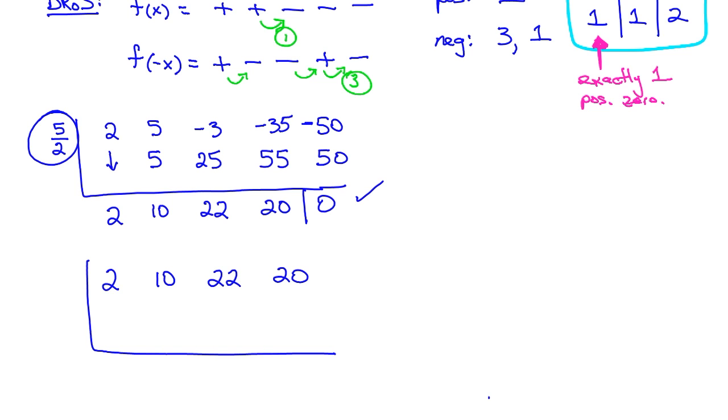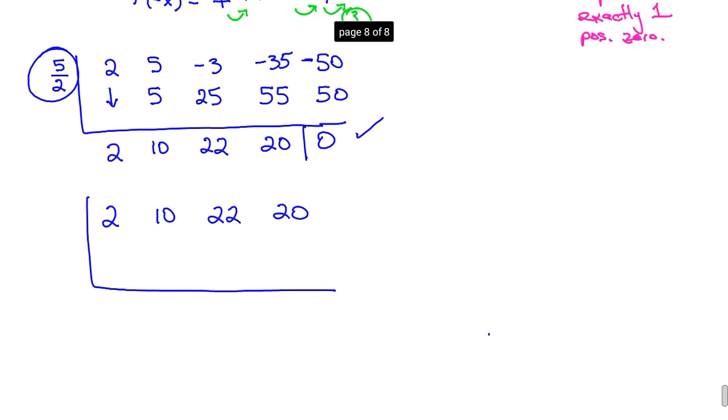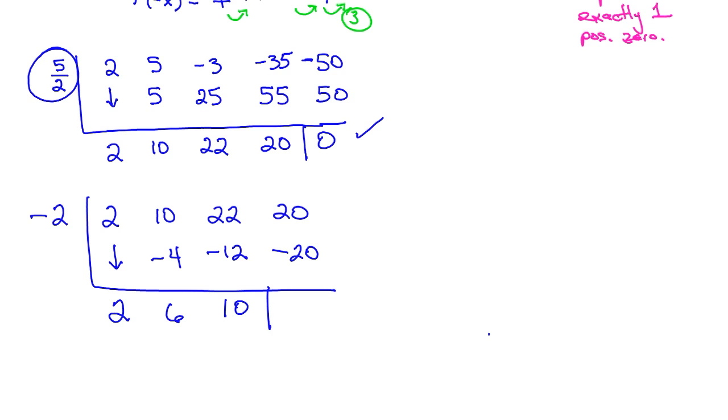Now we have to continue with the synthetic division process because we are still left with a cubic. We need to get that down to a quadratic. Let me just take a guess here and try -2. So bring down the 2. 2 times -2 is -4. 10 minus 4 is 6. 6 times -2 is -12. 22 minus 12 is 10. And 10 times -2 is -20. And 20 minus 20 is 0. So -2 works as well.